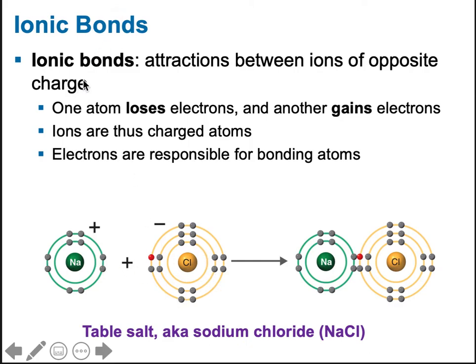Okay. So the idea is that one atom loses an electron, then the other one gains an electron. Ions are thus charged atoms, and electrons are responsible for bonding atoms together, right? So you can see this electron here in red is what's making the sodium and chloride bond together. They're sharing that. Okay. All right.